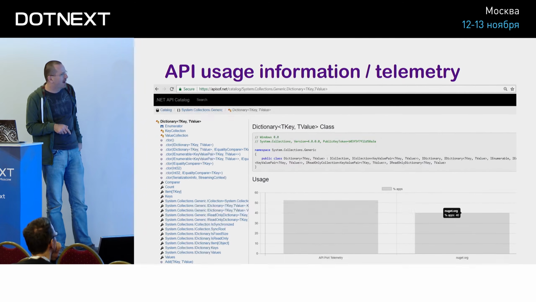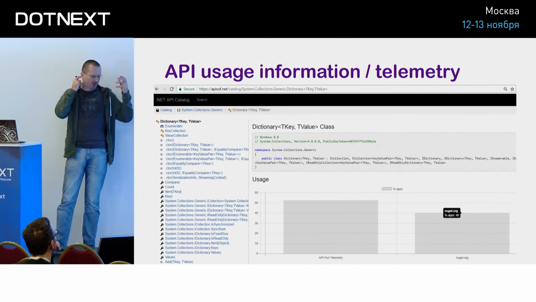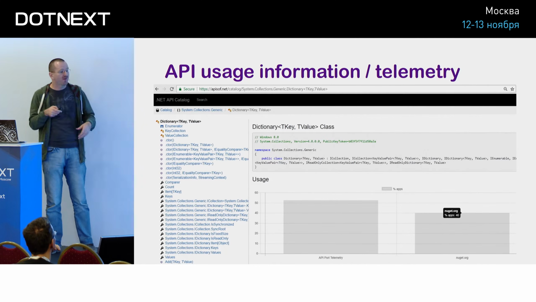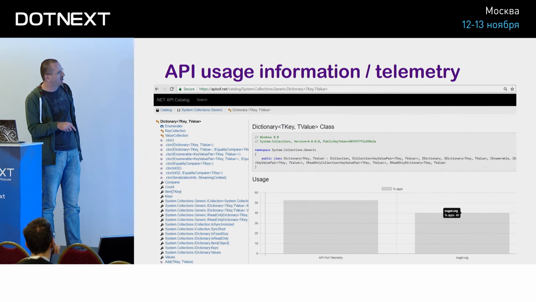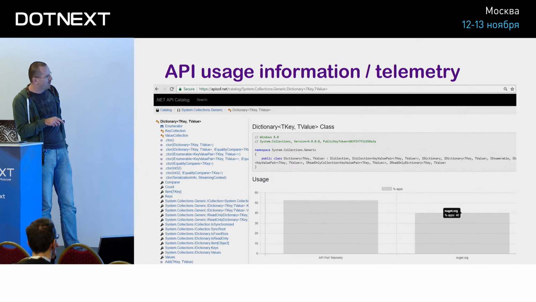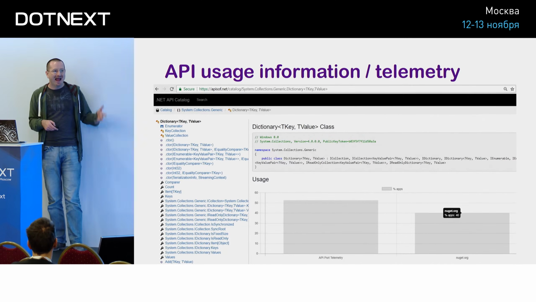and API port telemetry. There's this tool which allows you to assess the portability of an application when you migrate to .NET Core. So we have that telemetry and data from that, and this is how we show that. So from all the people who send us this telemetry, more than 50% are using Dictionary. So it's even more popular in applications.